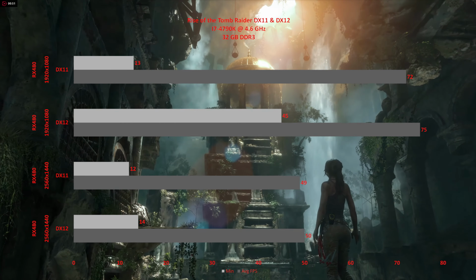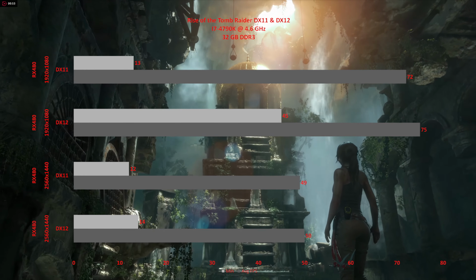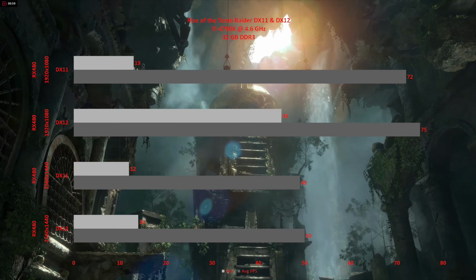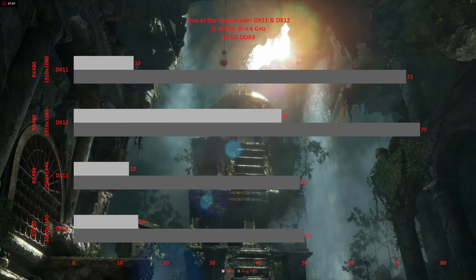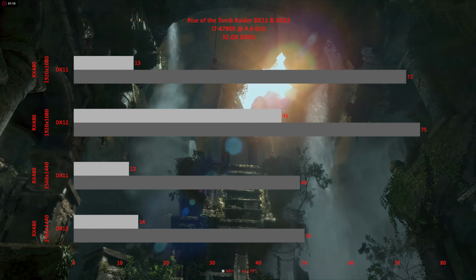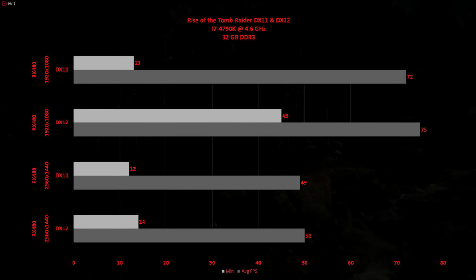Jumping up to 1440p on DirectX 11, I was averaging 49 frames per second with a low of 12. In DirectX 12, I was averaging 50 FPS with a low of 14. So it looks like in Rise of the Tomb Raider that DirectX 12 is actually helping out the RX 480 gain a higher frame rate than it did in DirectX 11.